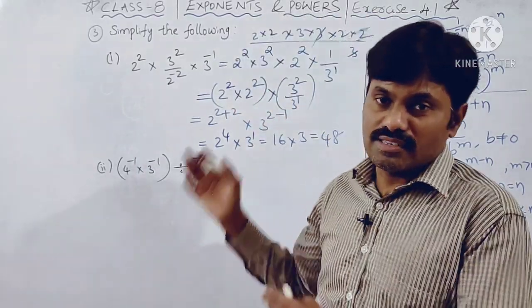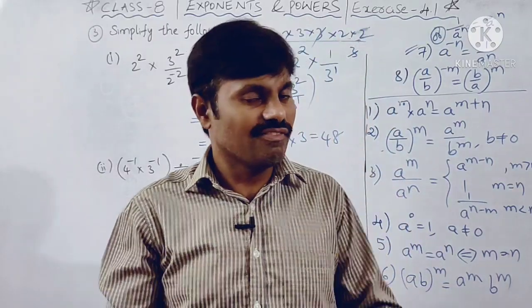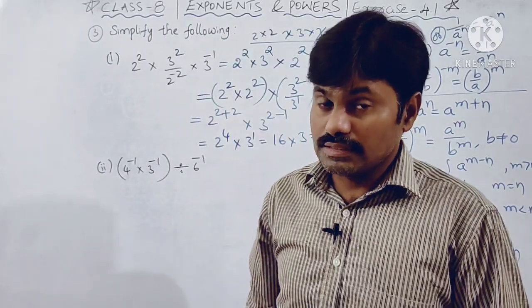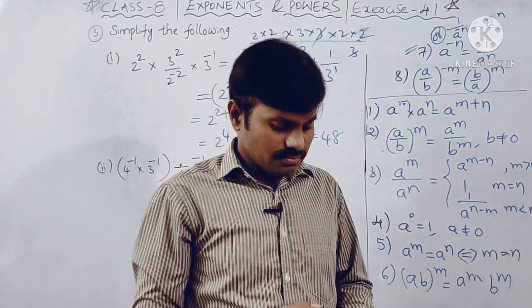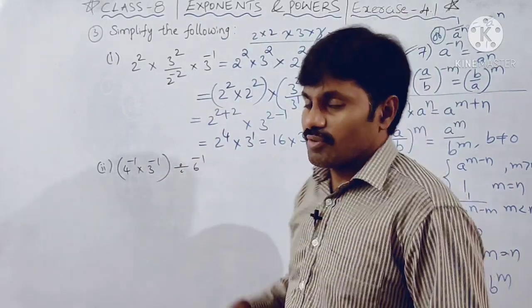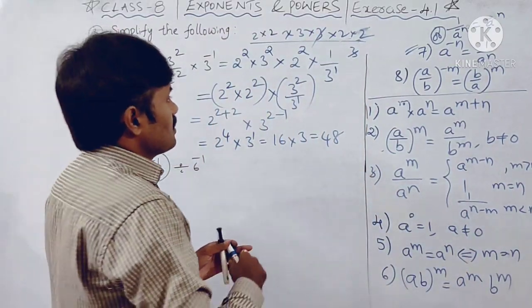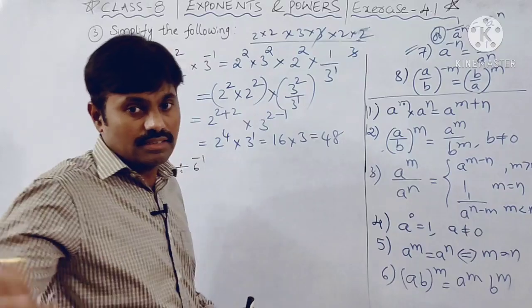If it is objective type, we can solve it this way, because we don't mention the method we have followed there. But in the descriptive mode, they asked us to use the laws of exponents, so we have to follow this procedure. Okay, clear? So better learn both methods. Okay, clear?